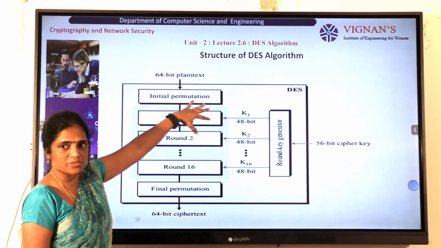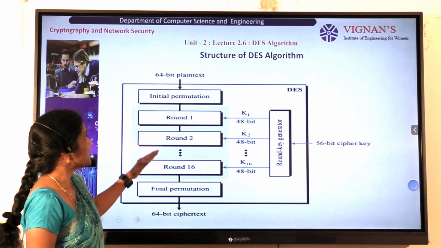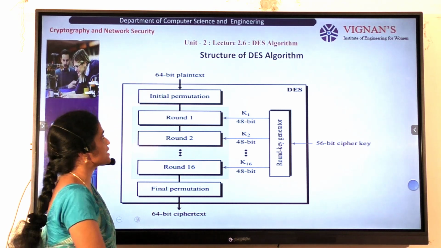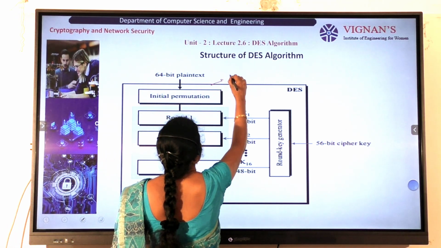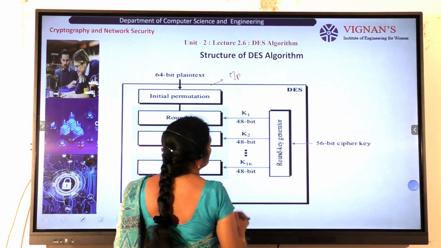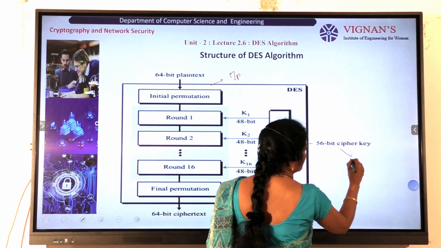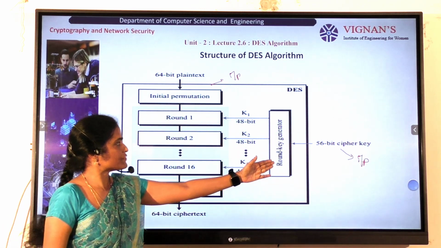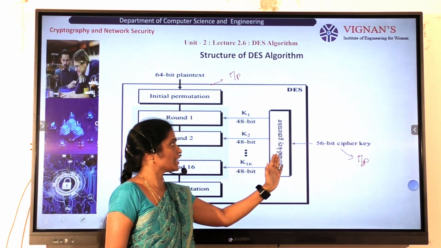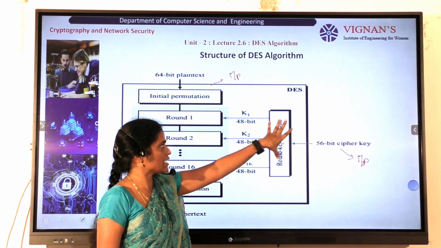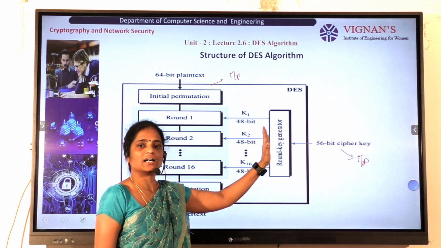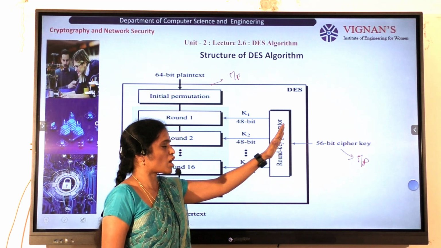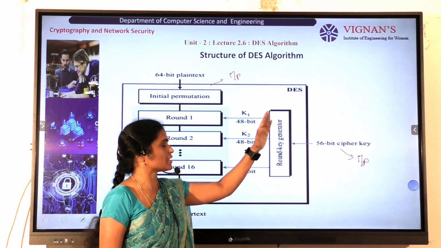So this is the actual structure of the DES algorithm. The first input is the 64-bit plain text, and one more input is the 56-bit key. This 56-bit key is sent to round key generation, a technique that produces the keys with a reduced key size. How is that possible? It is seen in the next slide.